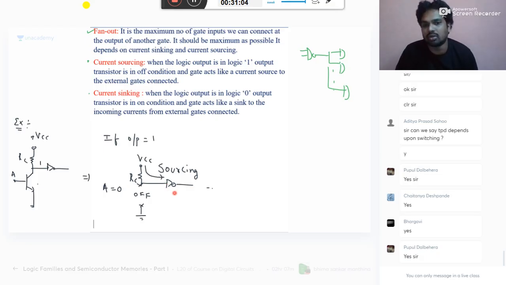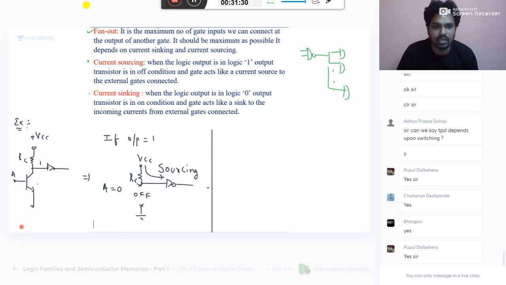It cannot give any amount of current. It has a limitation. Maximum it can give VCC by RC. Each gate requires some current. If I connect 1,000 gates, sir, not possible. It can give only this much current. So it depends on how much each gate requires. You can decide how many gates you can connect. I'll come to that point. Okay.